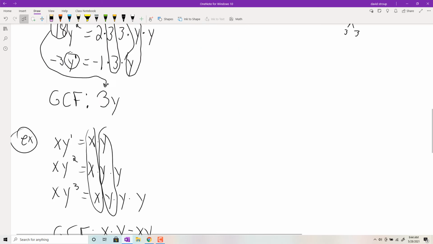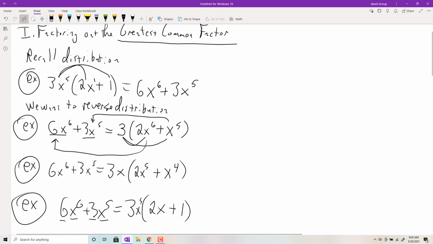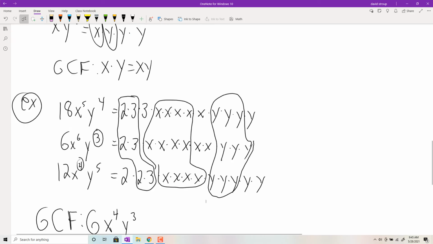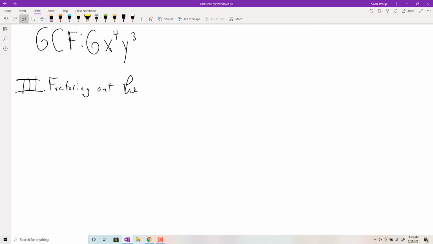Okay, so now let's go ahead and move on to what we're after, factoring out the greatest common factor. In other words, this reverse distribution. So factoring out the GCF.